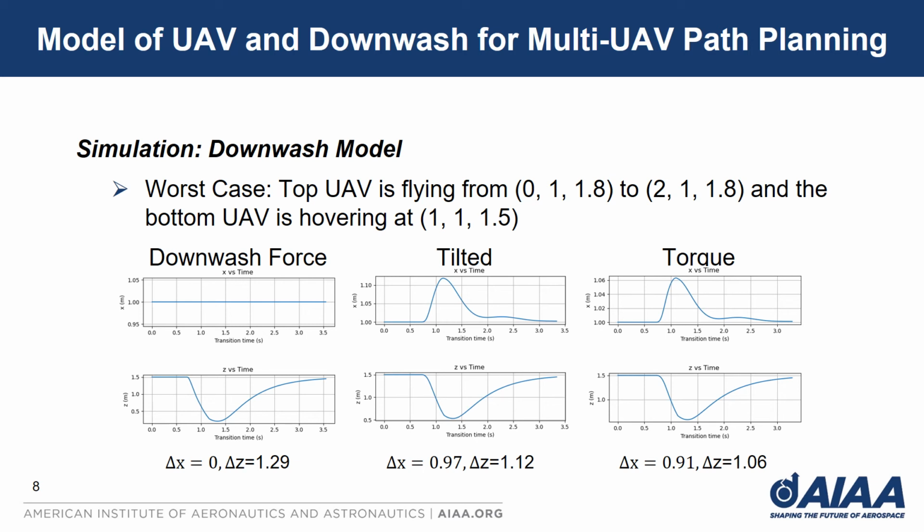And the figures shown here are the positions of the bottom UAVs. Here we can see that the UAV in the first case only suffers from the altitude drop, and UAVs in the second and third cases also suffer from horizontal movements. The altitude drop is greatest in the first case because horizontal movement of the UAV can reduce the time that the UAV suffers from the downwash.